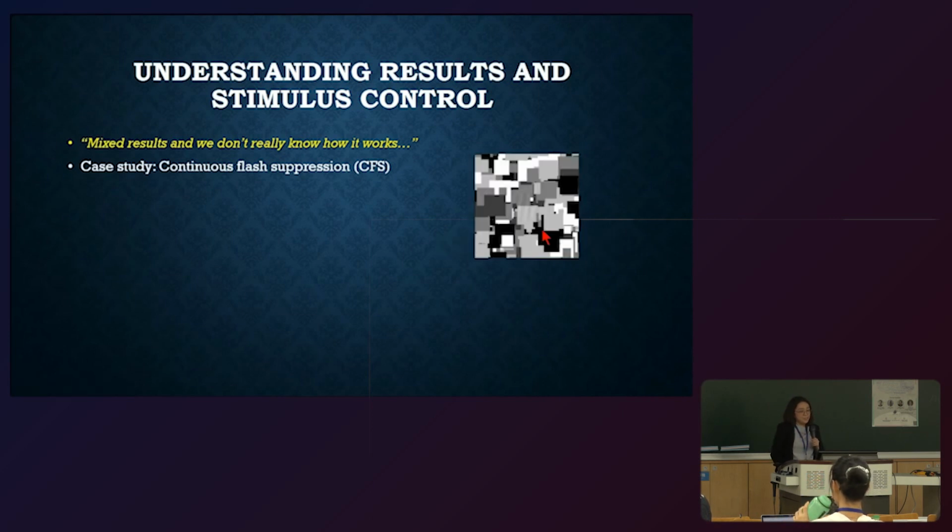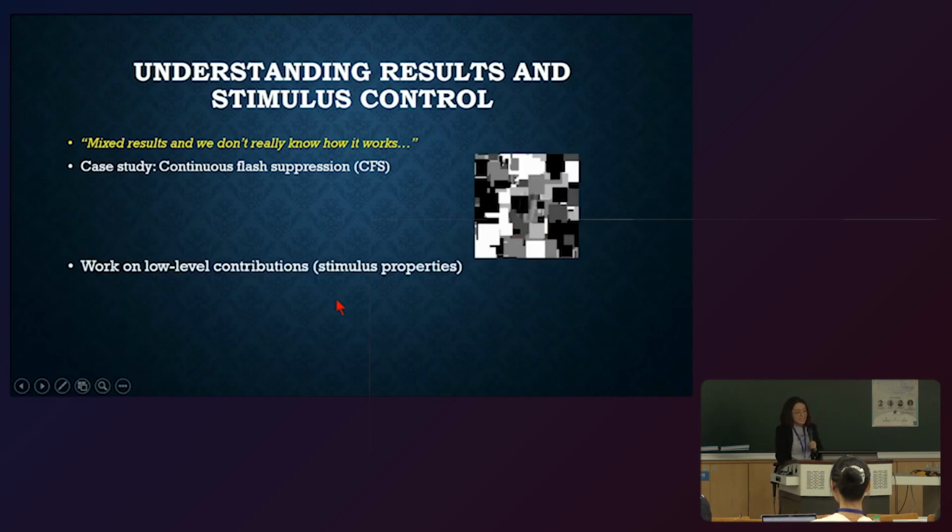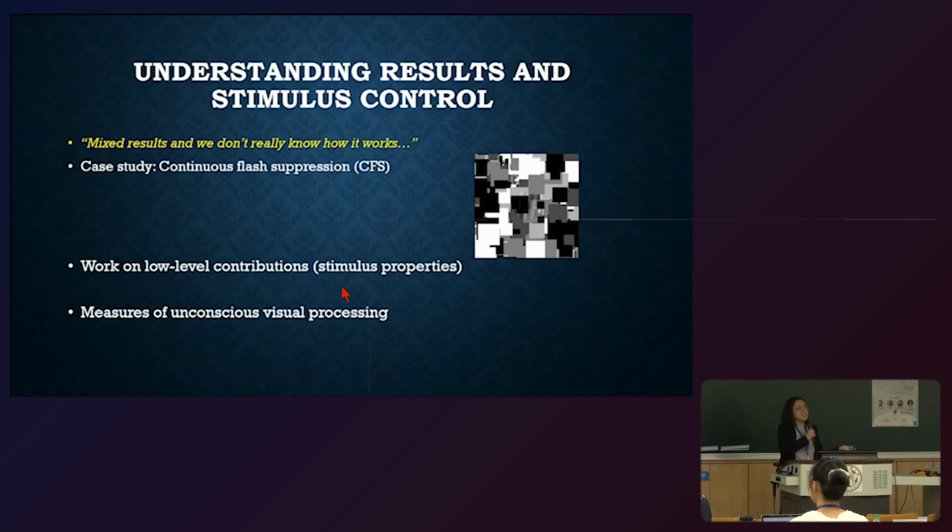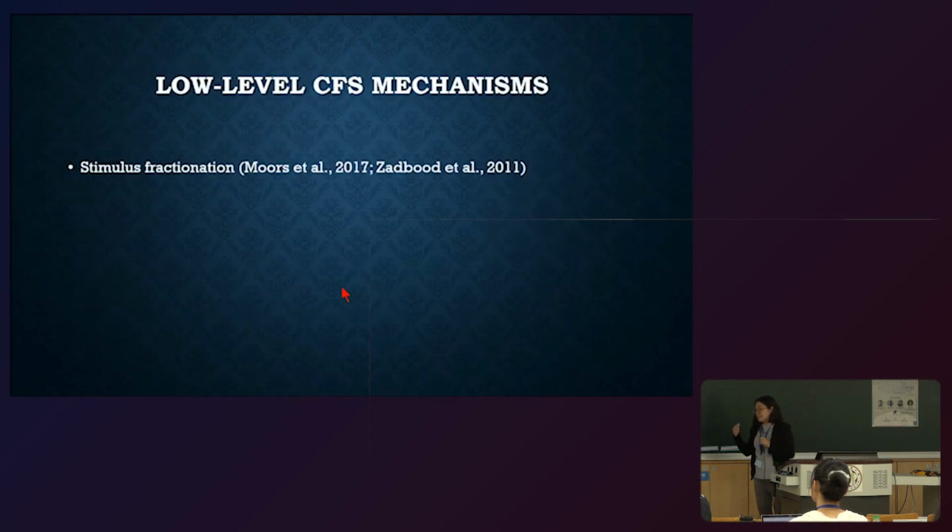Okay, so there are studies that have shown that low-level properties affect the amount of time a target remains suppressed, and also work that questions how we measure unconscious picture processing under CFS. And these two come hand in hand, and this is why. So, for example, one low-level CFS mechanism that has been discussed is stimulus fractionation.